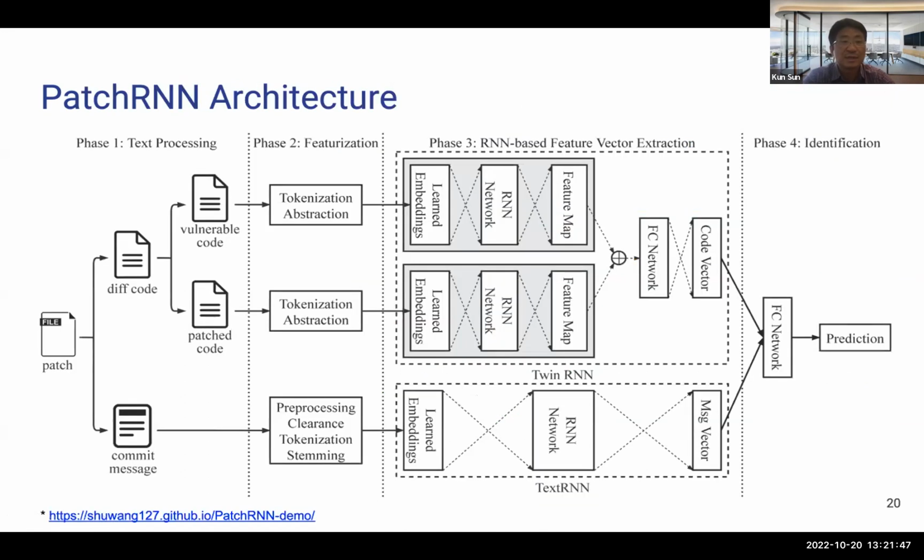This figure shows the architecture of PatchRNN. It contains 2 parts. For a given patch, we get the diff code, which is the code revision, and also the commit message. For the commit message, we process it using natural language processing mechanisms and go through this text RNN. We can generate this message vector.